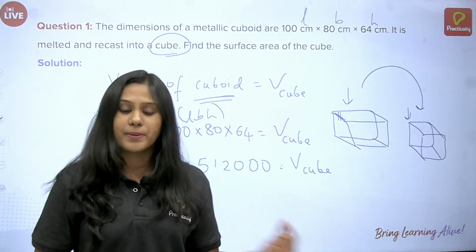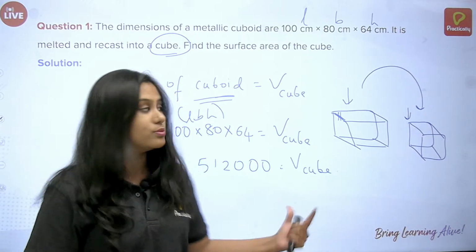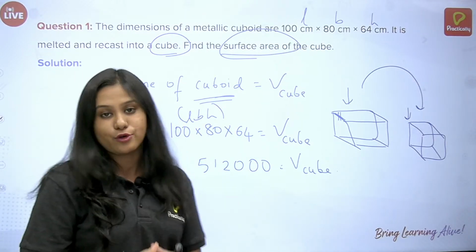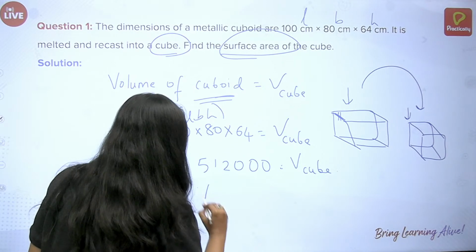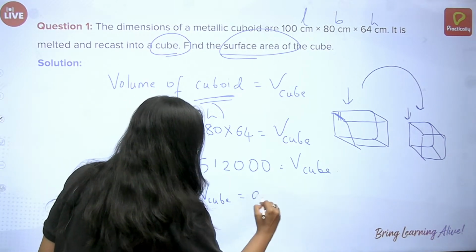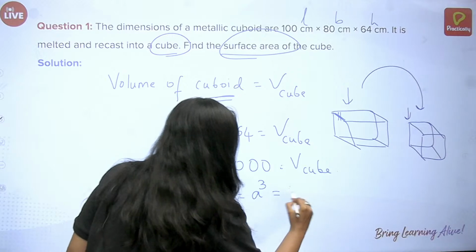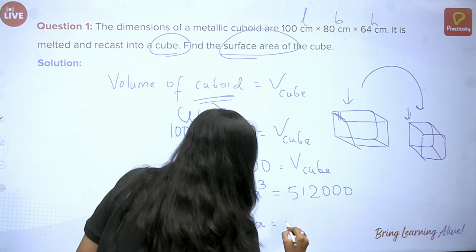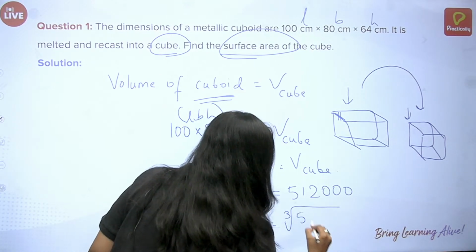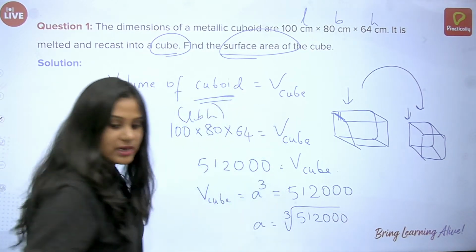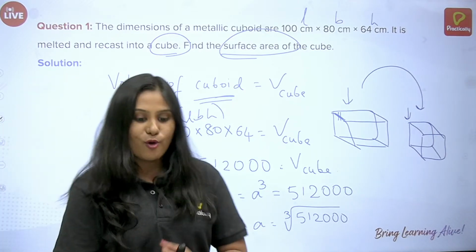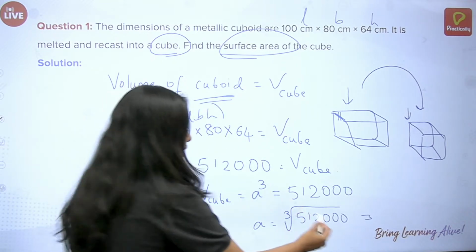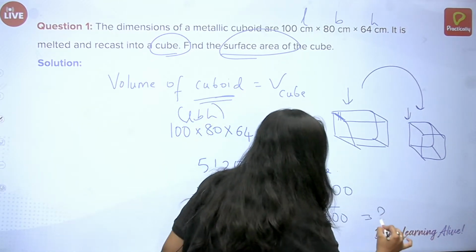So should we stop here? No. They did not ask us volume. They asked us surface area of cube. For that we have to get the side of the cube. So volume of cube is equals to a cube where a is side and a cube is equals to 512000. So a is equals to cube root of 512000. Correct? Here the cube root of 512 is 8, and of 1000 is 10. So a is 80 centimeters.